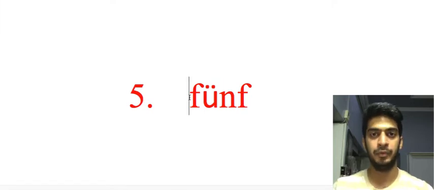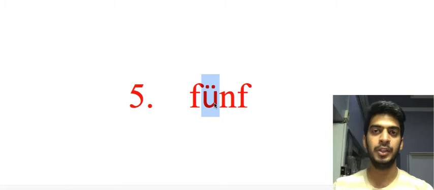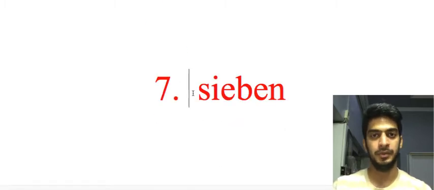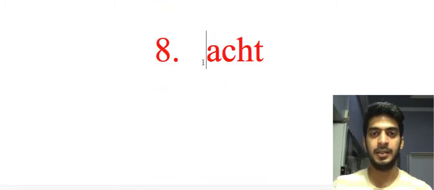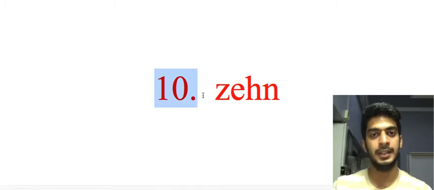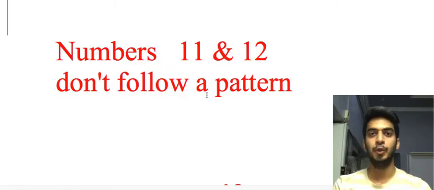Number 5, fünf. U is with umlaut. U with umlaut is pronounced as U. So, fünf, number 5. Next, number 6, sechs. The S is pronounced as Z. So, we call it sechs, number 6. Now, sieben, number 7. Again, S is pronounced as Z, sieben, number 7. Number 8, acht. Number 9, neun. Then, number 10, zehn.